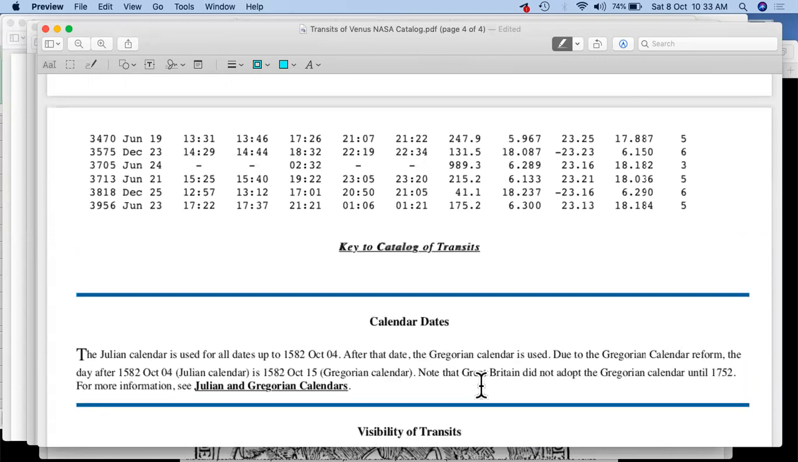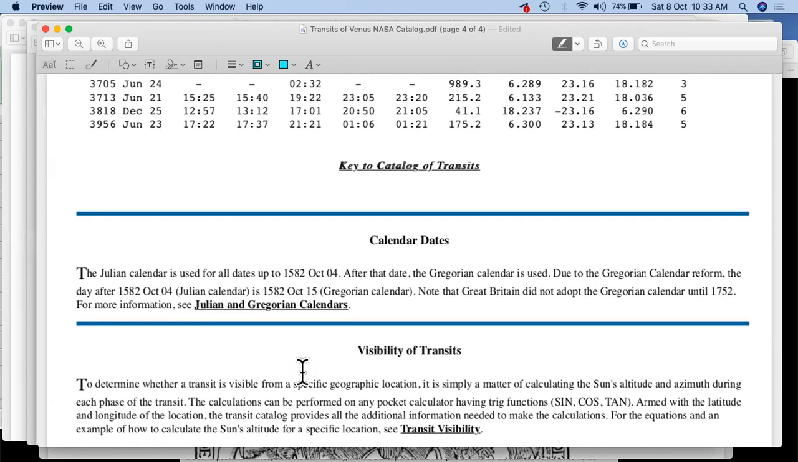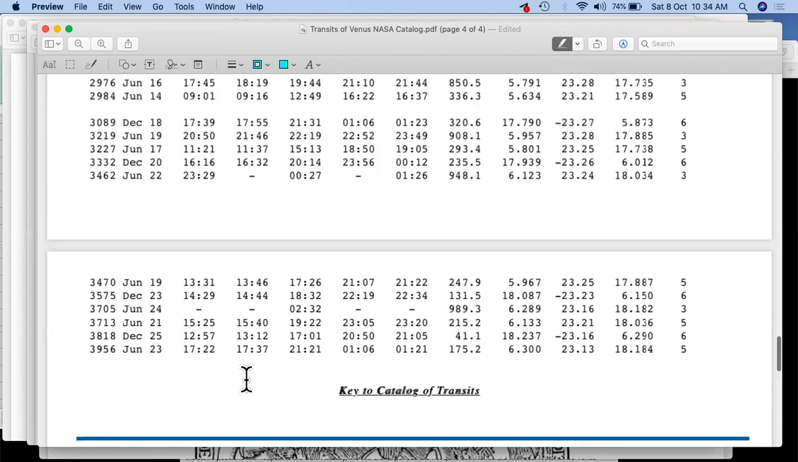One more important thing is the dates. If you try to see about the dates, which is very critical, because we had been following different kinds of calendars. The Julian calendar is used for all dates up to 1582 October 04, right? So after that day, the Gregorian calendar is being used. So understand, up to 1582, it was all the Julian calendar, right? Due to the Gregorian calendar reform, the dates after 1582 are Gregorian. Note that Great Britain did not adopt the Gregorian calendar until 1752, right? So this is a small change or detail that we need to understand. See, there are minor details that we need to understand, right? If you don't understand that, probably we won't be able to see or know about the details, right?